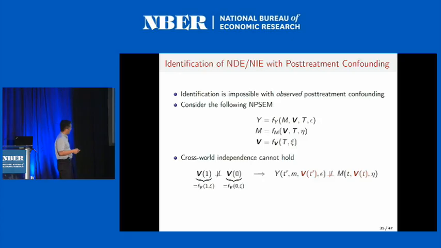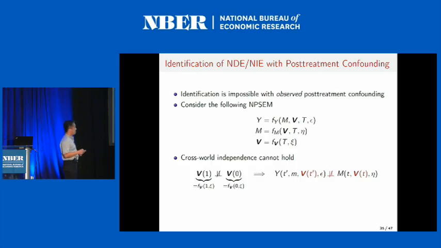Why does the cross-world independence not hold? You can see this by thinking about V1 and V0, which are actually correlated because they have the same error term. So these are correlated. And because the outcome is a function of V, even if you set the treatment to the opposite value for the mediator and the outcome, you still have these V's inside of it, so they're going to be correlated. So this tells you that when you have post-treatment confounding, the cross-world counterfactual independence assumption you're hoping to hold is not going to hold.